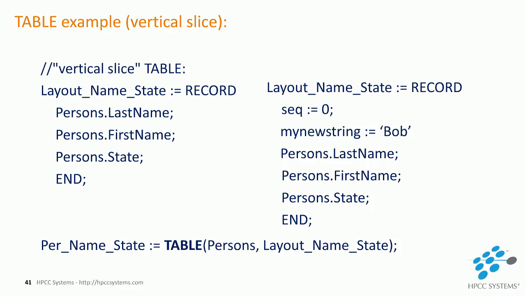Also, the vertical slice can be expanded. And here's the thing I was telling you about, where you can have new fields added to your table. And sometimes you don't have a distinct value for it yet. You're going to be adding that later. So you do have to initialize it to some kind of default value. So you see here, the sequencing field is defaulted to 0, and the string field is defaulted to Bob.